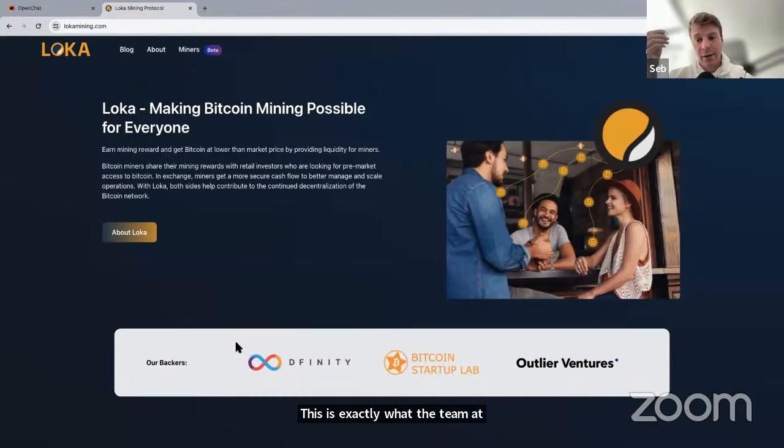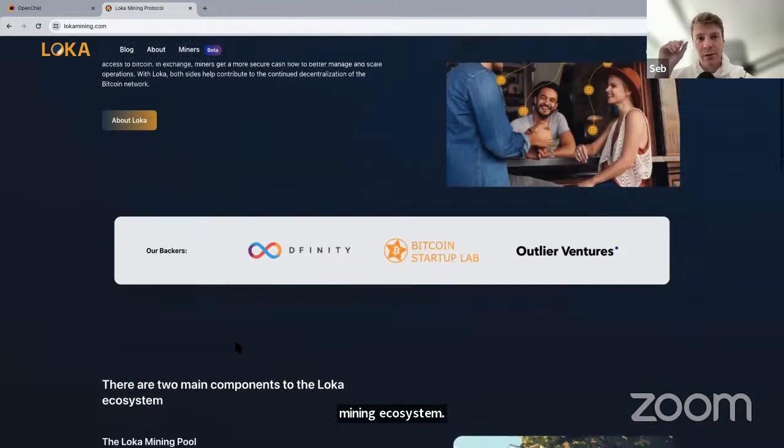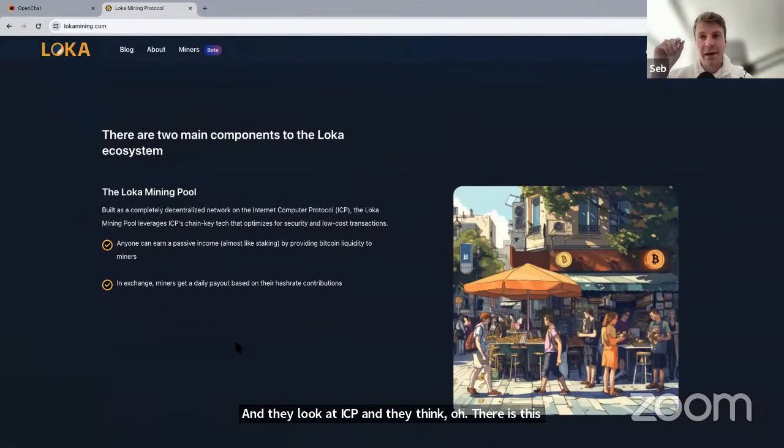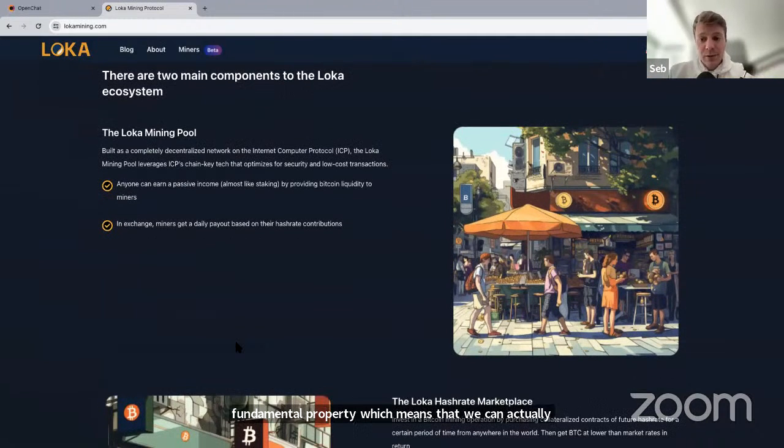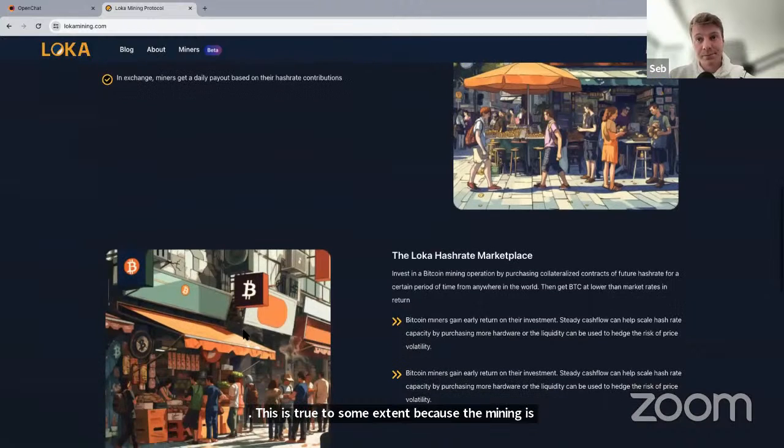They are actually very deep into the Bitcoin mining ecosystem. And they've looked at ICP and they think, oh, there is this fundamental property, which means that we can actually decentralize Bitcoin mining. If they pull it off, I think it's just going to be amazing, because one central problem with Bitcoin is the centralization of mining. We often say Bitcoin is the most decentralized asset. And this is true to some extent, because the mining is really centralized.